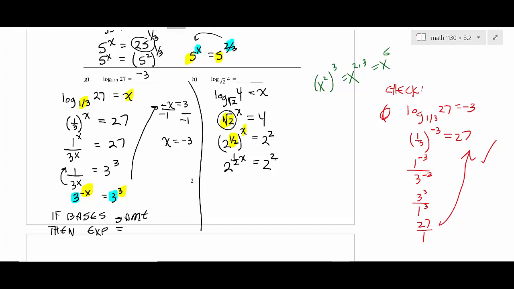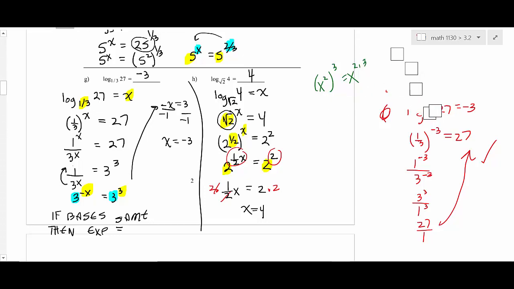Now your bases are the same, right? So if the bases are the same, what's the deal with the exponents? They're the same also. Good. That's what you got to get down. And your ability to do this is going to depend on how well you know your exponent rules. So you just take the two exponents and set them equal to each other. So you'd have 1/2 x equals 2, and then you can solve that equation by multiplying both sides by 2. So you'd end up having x equals 4 as the answer to that problem.